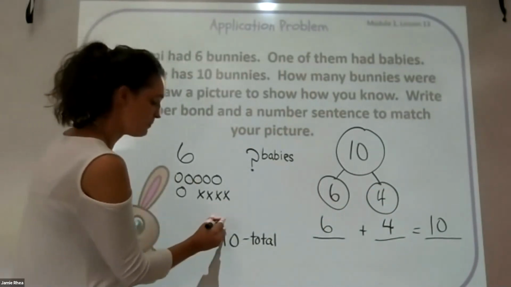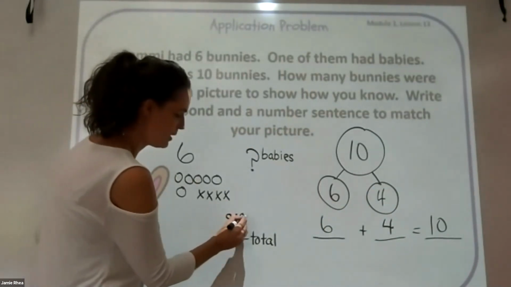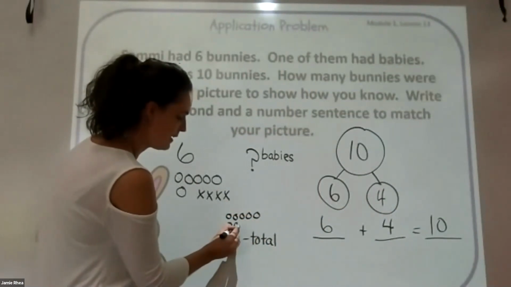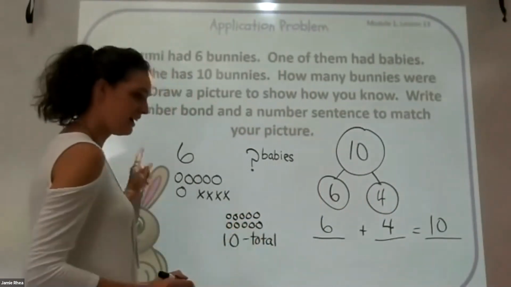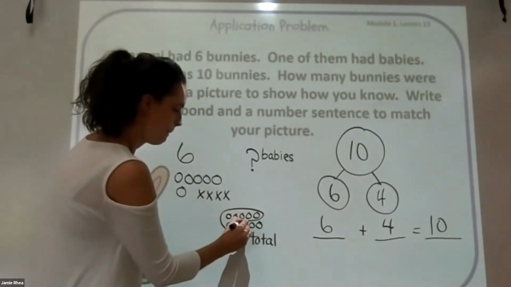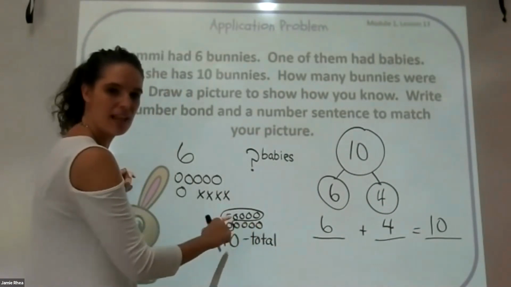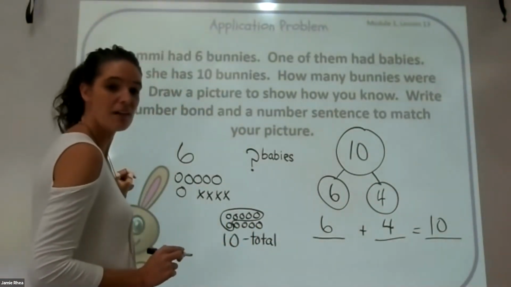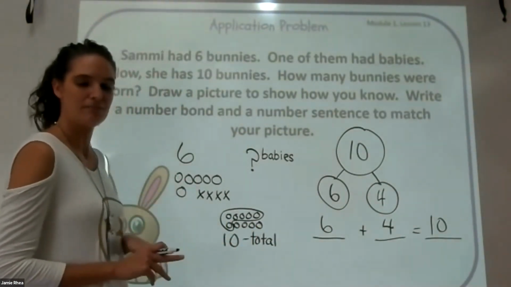Yeah, I could have had my 10 total. 1, 2, 3, 4, 5, 6, 7, 8, 9, 10. I could have circled 6 of those and said, how many do I have left? I have 4 left. So either way would work just fine.